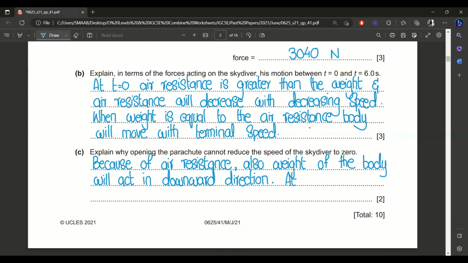And if we consider zero speed, zero speed actually happens when there is no air resistance. So then it is possible. If there is no air resistance, then the speed will be zero.